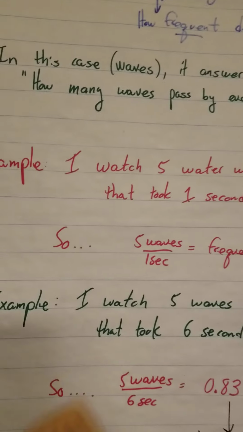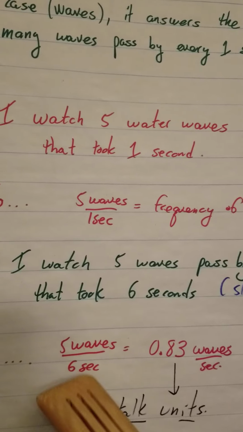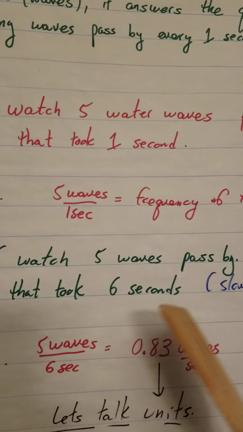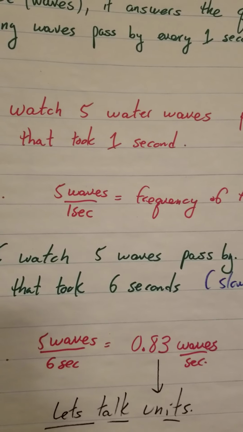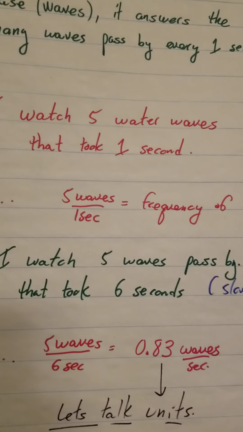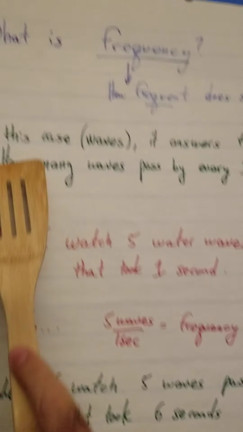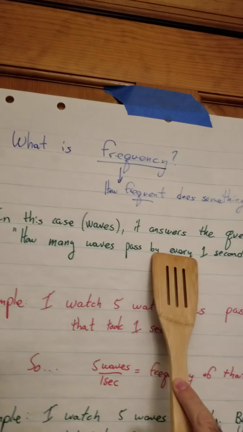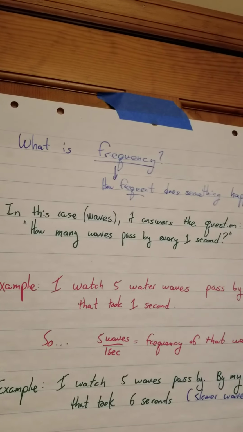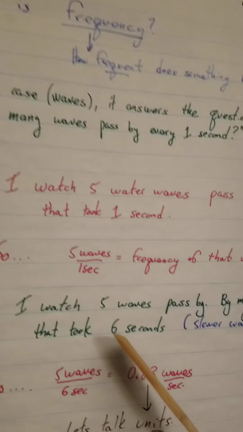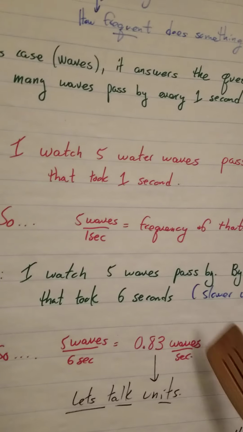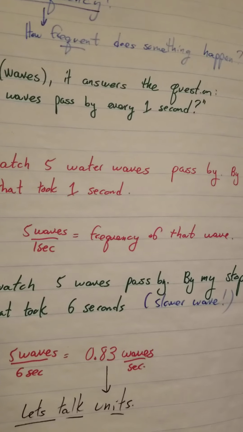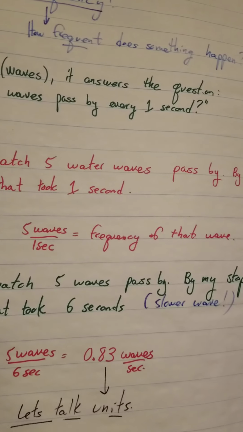So 5 waves in 6 seconds, if you do that in your calculator, is 0.83 waves per second. So you don't even get a whole wave in 1 second. So again, you want to come back up to here. How many waves pass by every 1 second? So even though we had 5 waves in 6 seconds, if you divide these numbers, you get 0.83 waves per 1 second. We're always trying to get back and down to 1 second.